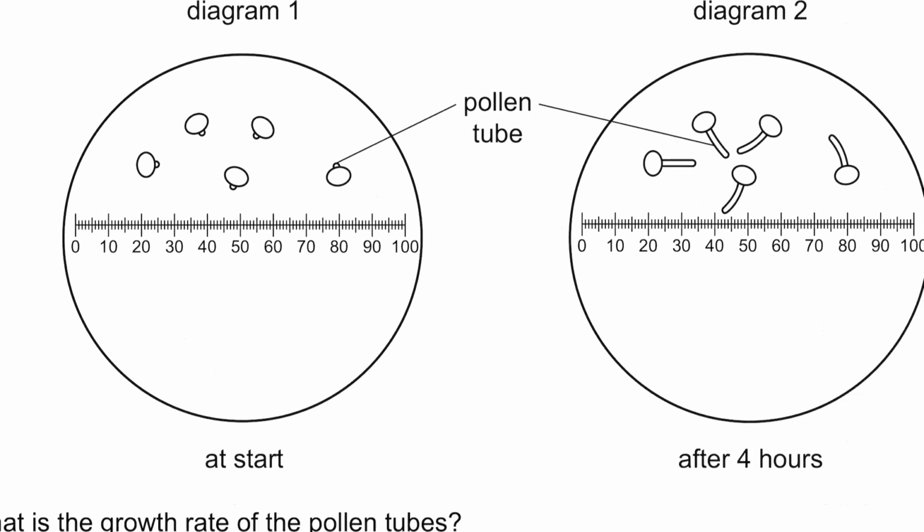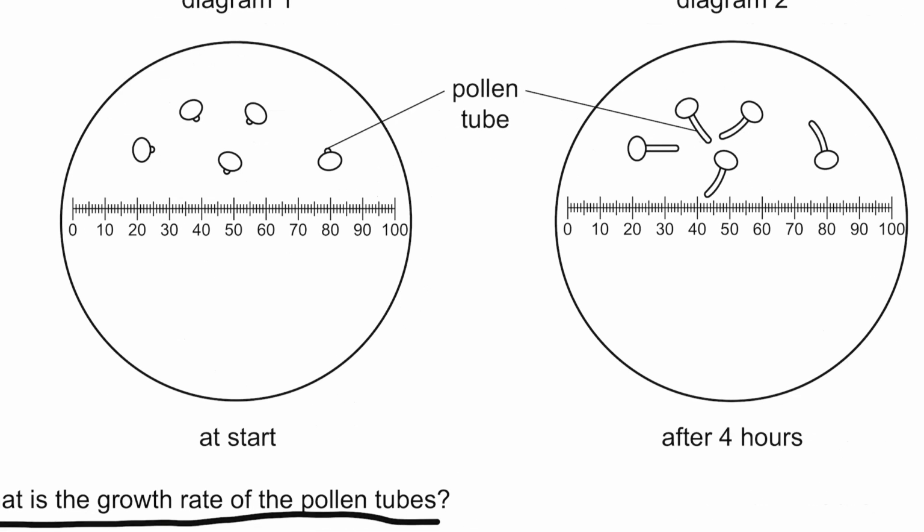We need to select a pollen grain which is in line with the scale. Always remember that, select a pollen grain which is in line with the scale. So which pollen grain is in line with the scale? This pollen grain is in line with the scale. Also this one. Both are the same. So these pollen grains are in line with the scale.